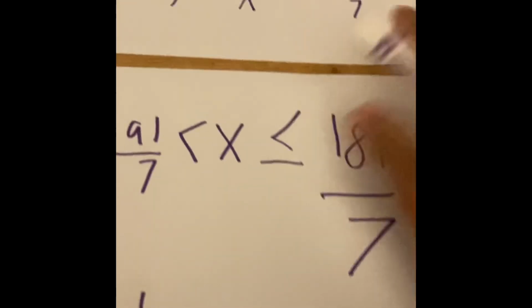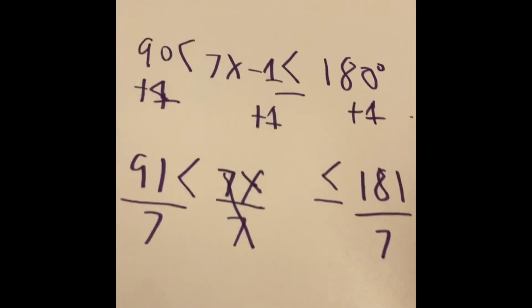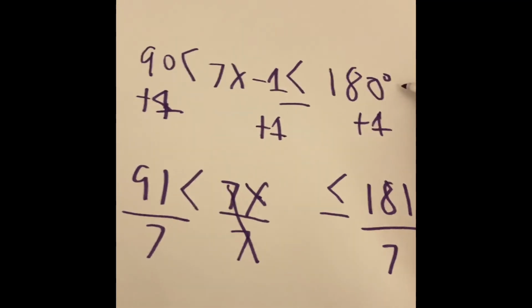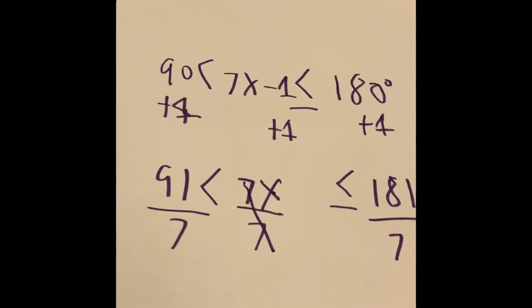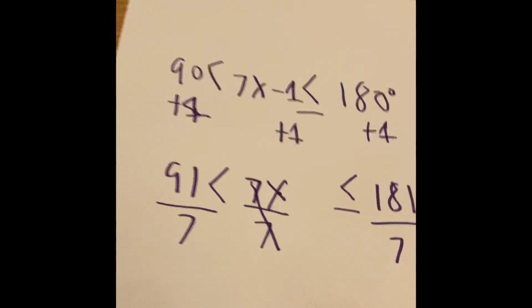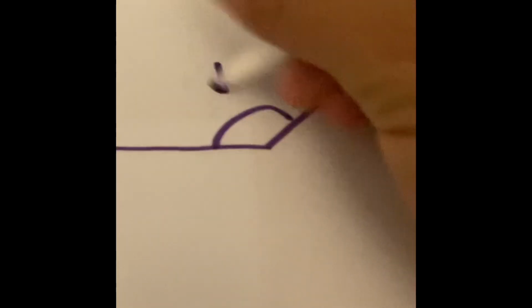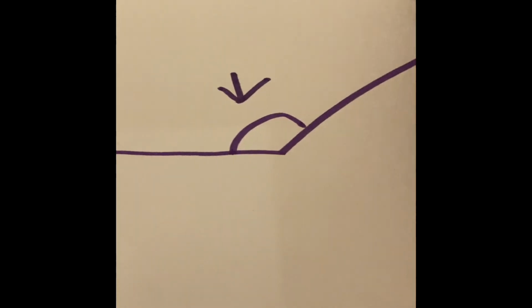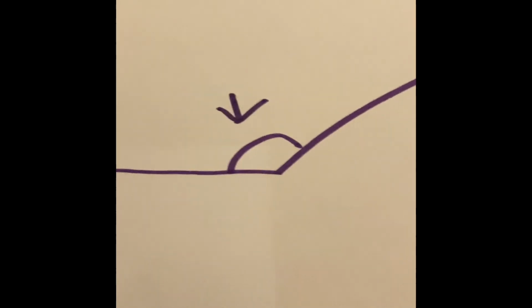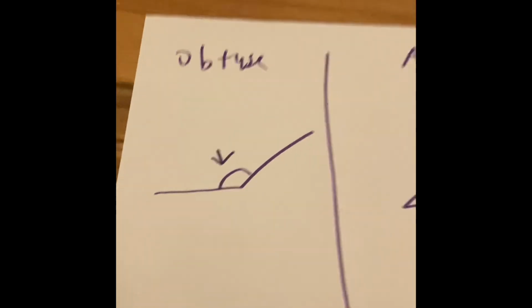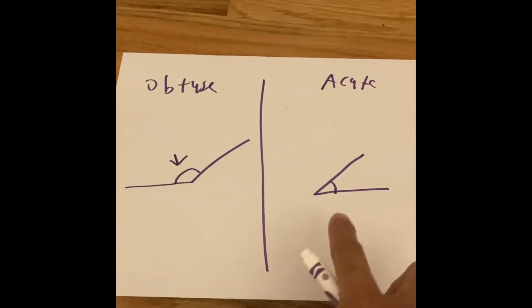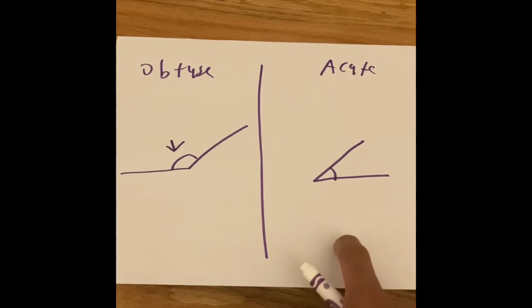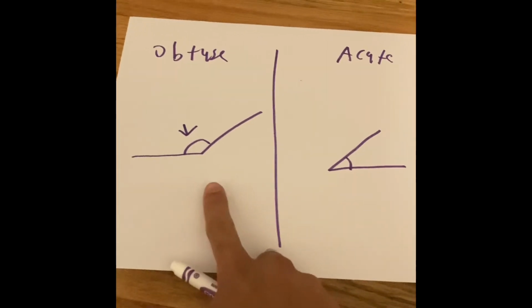But if you take a look at the normal equation that we have right here, if you insert what you got into x, then x will tell you how many degrees this angle is right here in the obtuse angle. Now we understand how to solve compound inequalities with an acute angle and an obtuse angle.